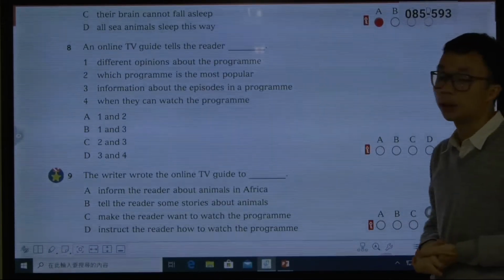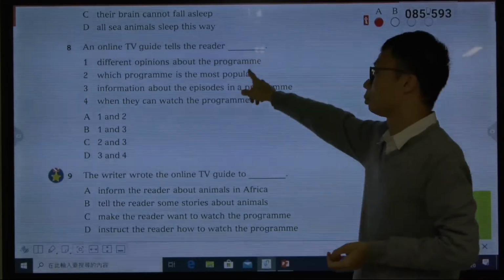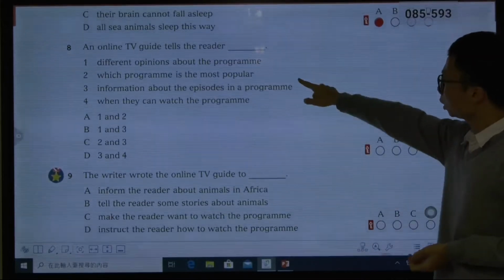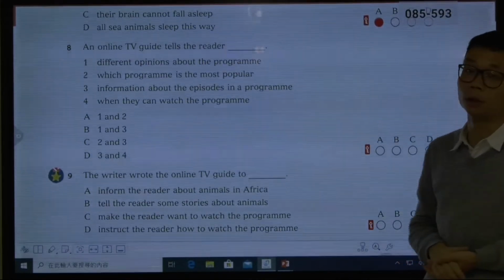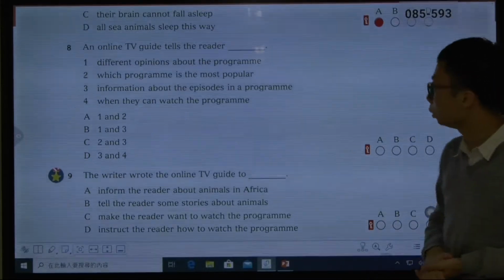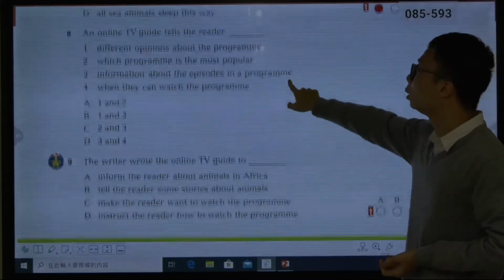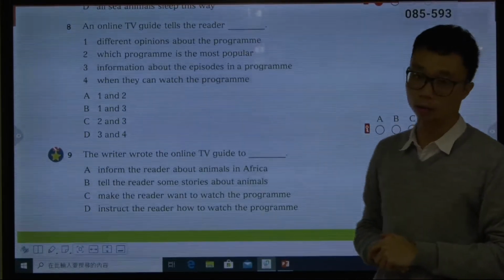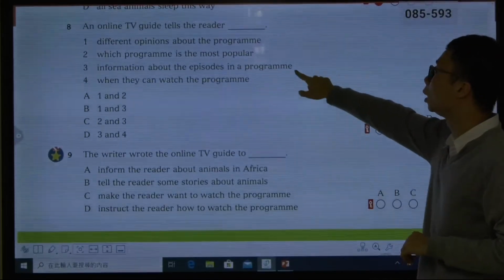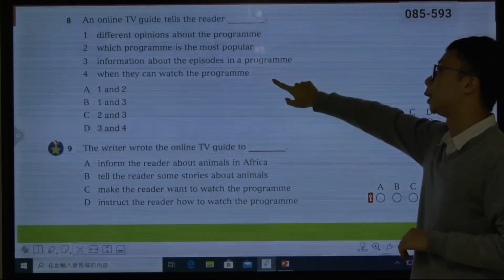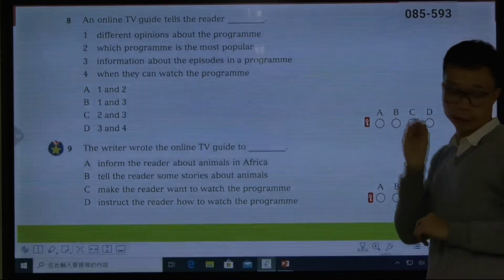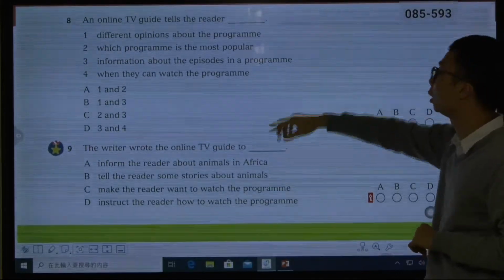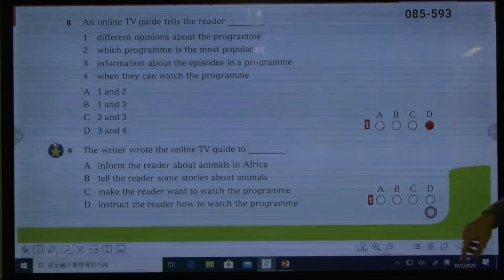Okay, after you read the entire text, does it say something like opinions on the program? No. Which program is the most popular? You can't even tell if episode 1 or 2 is more popular. No. Information about the episodes in the program? Yes. Even the title itself tells you what kind of thing this program is about. And when they can watch the program? Yes, it's not in the text itself, but it's in the corner. Remember, let's come back to the corner of the text. So that would leave the answer to E.